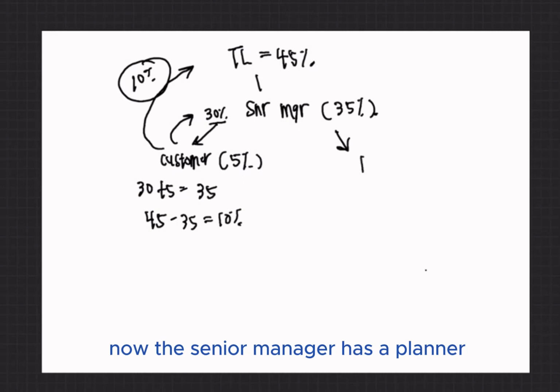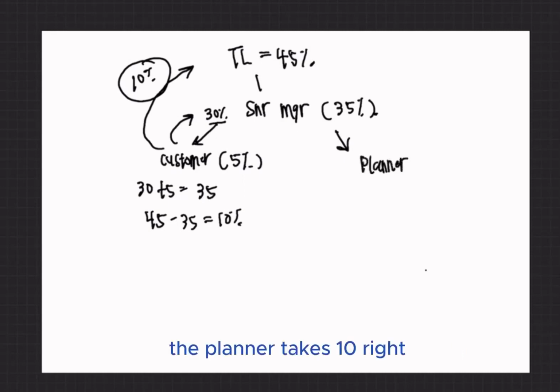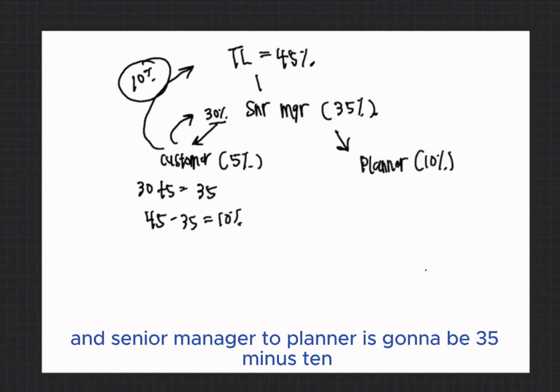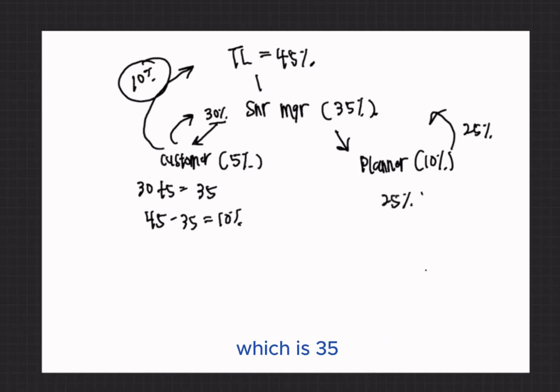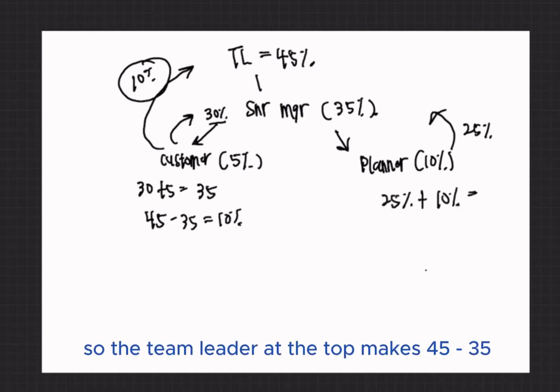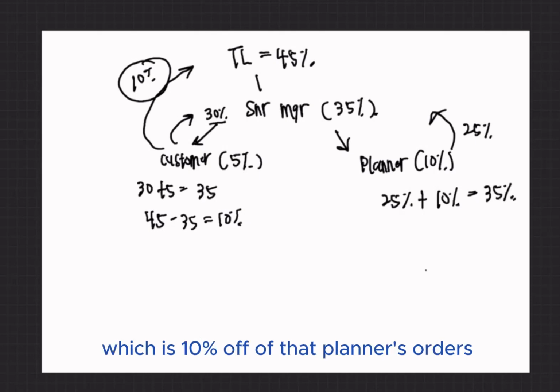Now, if the senior manager has a planner, the planner takes 10, right? And senior manager to planner is going to be 35 minus 10, which is 25. So we've given away 10 plus 25 from that planner's orders, which is 35. So the team leader at the top makes 45 minus 35, which is 10% off of that planner's orders.